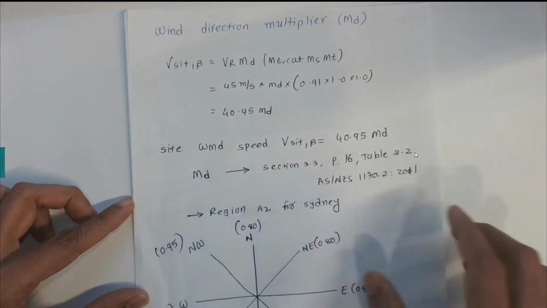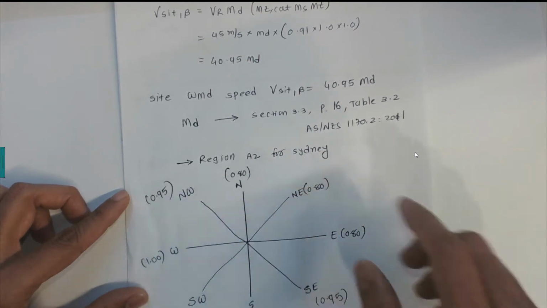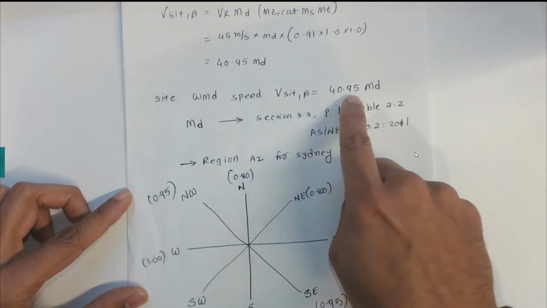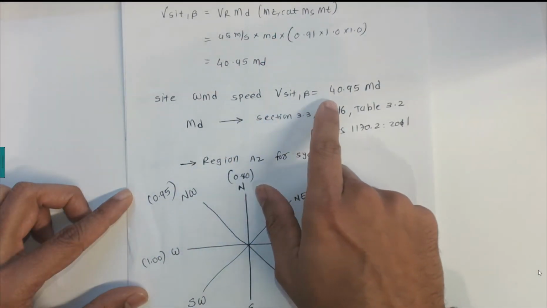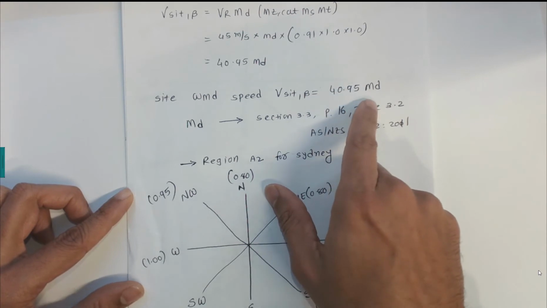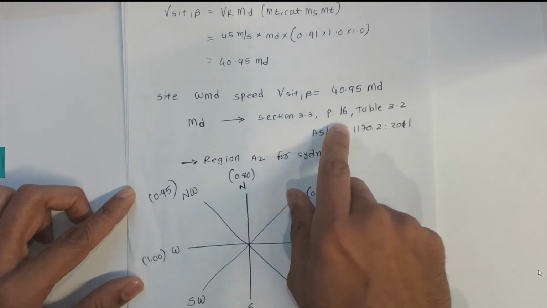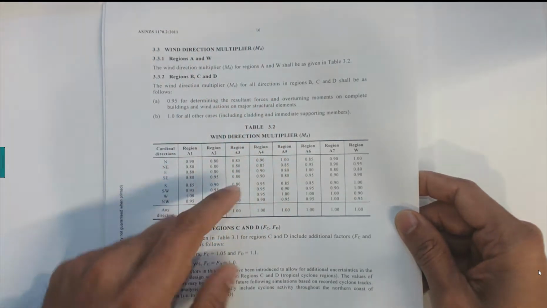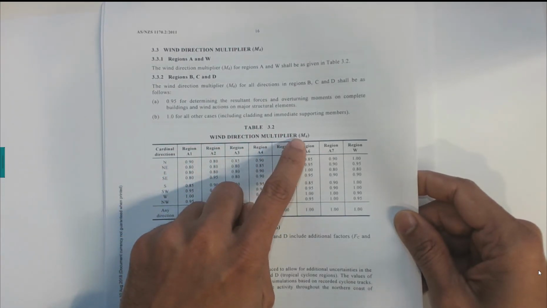Now MD has various values, one of these eight values, so eight different values. For the site wind speed, we use the short form 40.95 MD. MD can be found in section 3.3 on page number 16 of AS/NZS 1170.2:2001, where in table 3.2 we have various values of the wind direction multiplier MD.